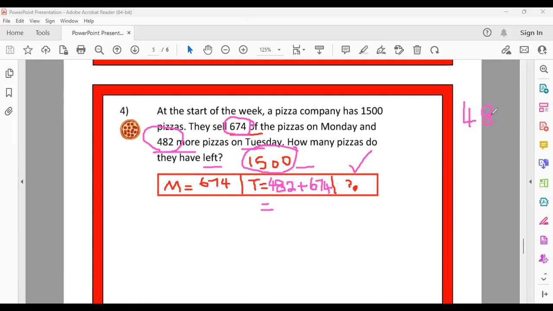Add up and tell me what answer is here. 482, darling. 482 plus 674. Put in your answers in the chat. What's the total here? 1,156. Well done, which means Tuesday, we sold a lot.